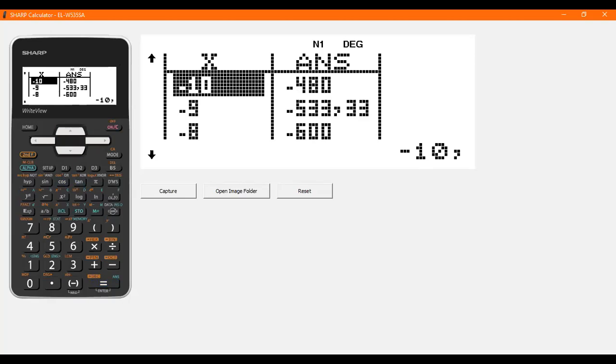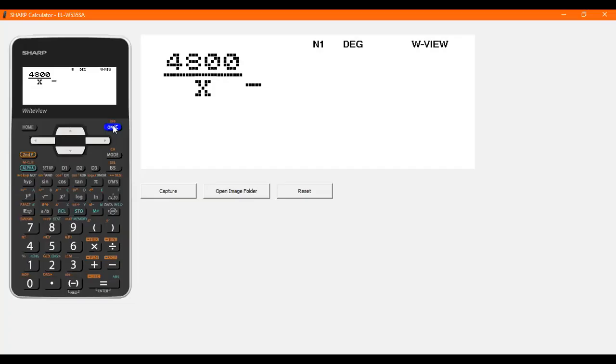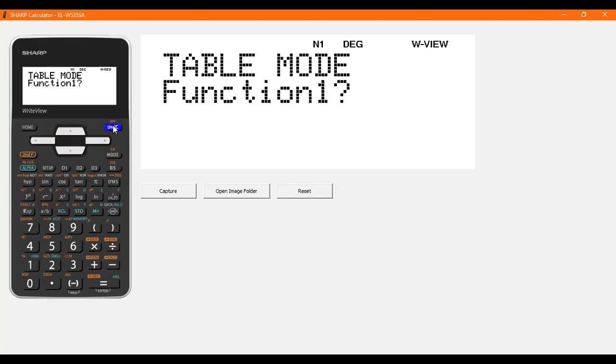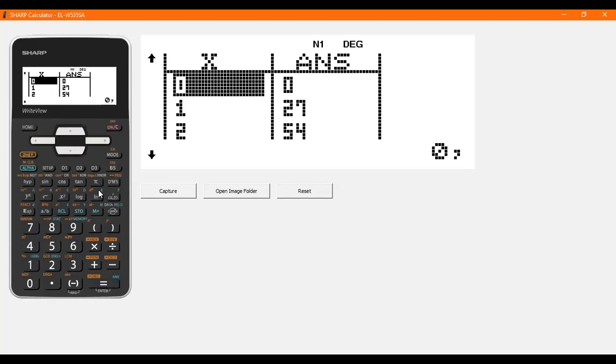Pretty cool, right? You can also find multiples using the table mode. So let me show you here. So say, for example, we wanted to find multiples of 27. So you're going to press on twice, and then we can press 27. And then again, we're just going to make an X by pressing RCL twice, and then equals, equals, equals, equals. And here are all of our multiples.